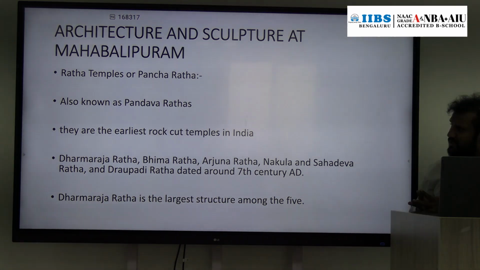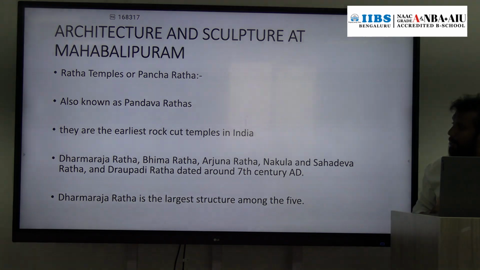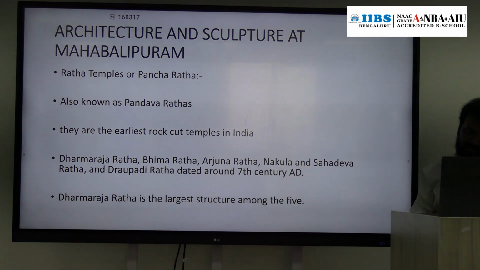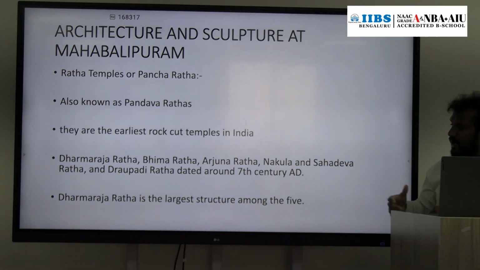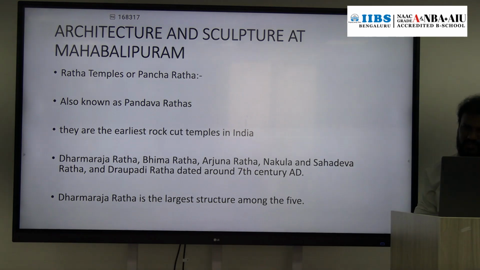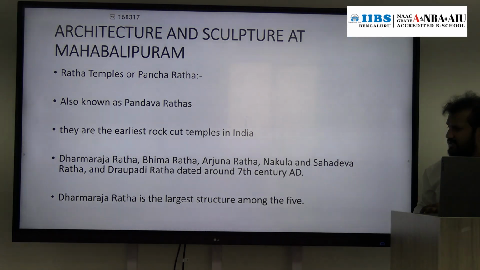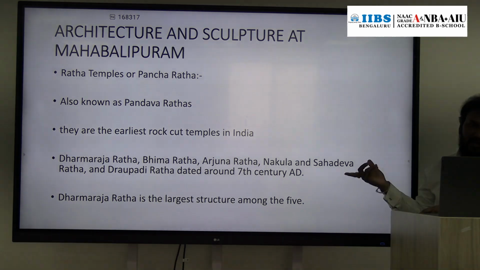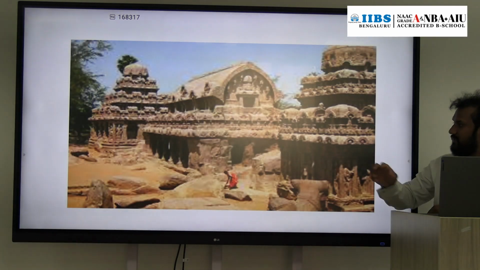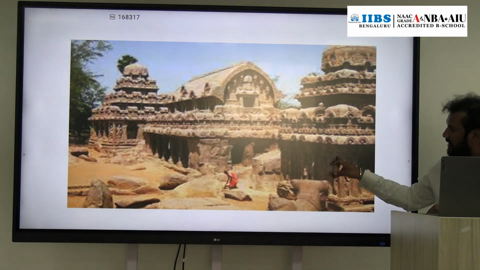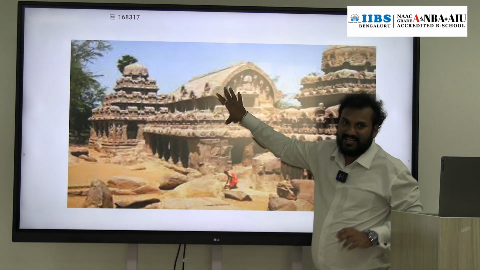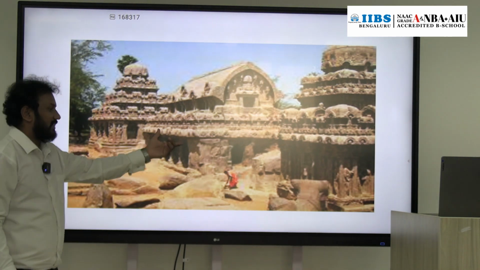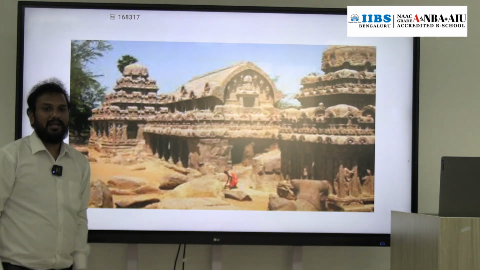The Rathas or Pancharathas are also called Pandava Rathas. This is an early example of rock cut temples in South India. We have Dharmaraja Ratha, Bhima Ratha, Arjuna Ratha, Nakula and Sahadeva Ratha and Draupadi Ratha. These Rathas were constructed around the 7th century AD. The biggest is the Dharmaraja Ratha and the smallest is the Draupadi Ratha. See, this is a picture of the Rathas. Rock cut temples, can you see? If you observe, decorations are there: carvings, decorations, sculptures. That was introduced by Narasimhavarman.